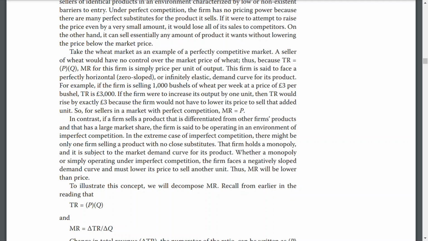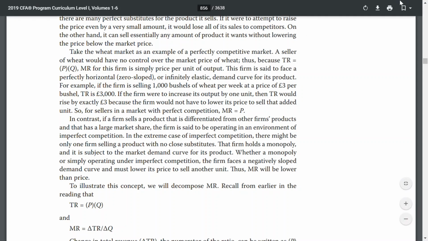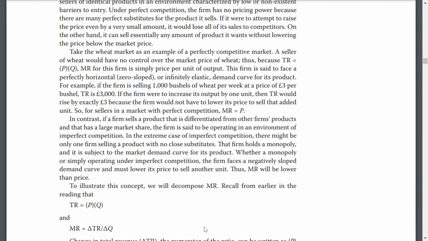For example, if a firm sells 1,000 bushels of wheat per week for 3 pounds per bushel, total revenue is 3,000. And if the firm were to increase its sales by 1 unit, TR will rise by exactly 3 pounds. The firm will not have to lower the price to sell that additional unit. So for sellers in a market with perfect competition, MR equals P, and marginal revenue equals P.